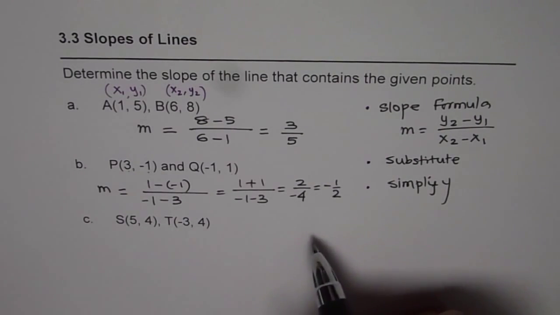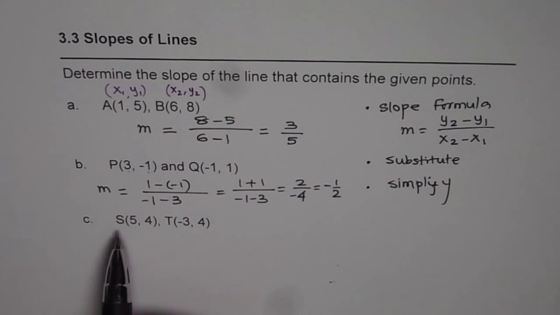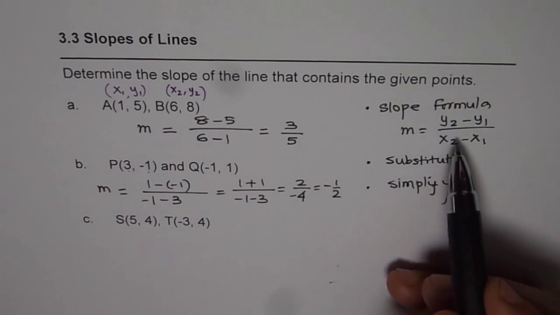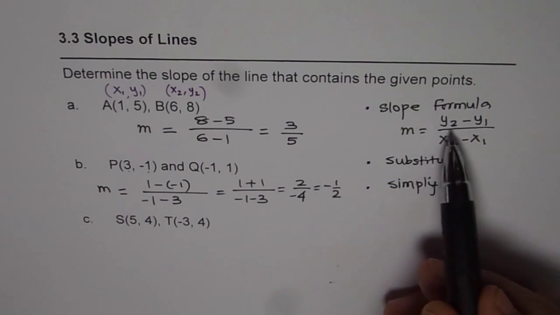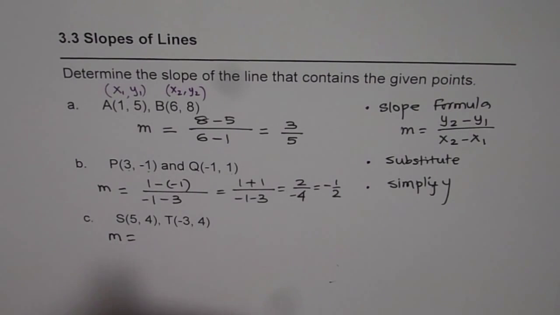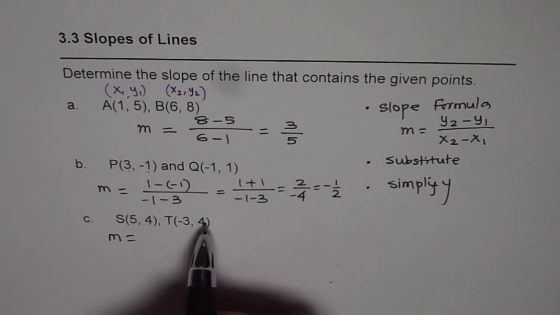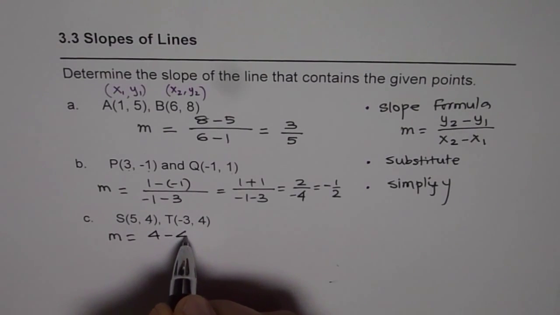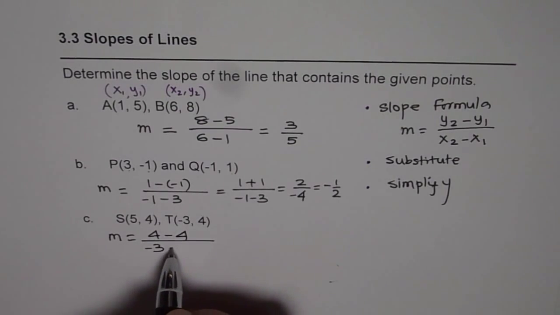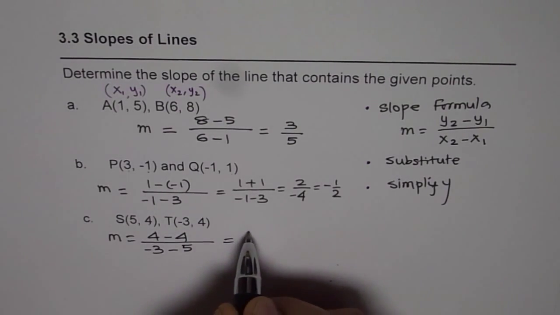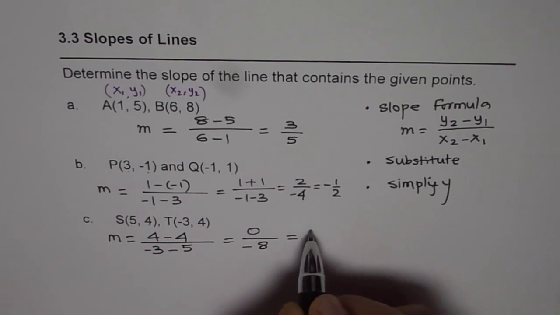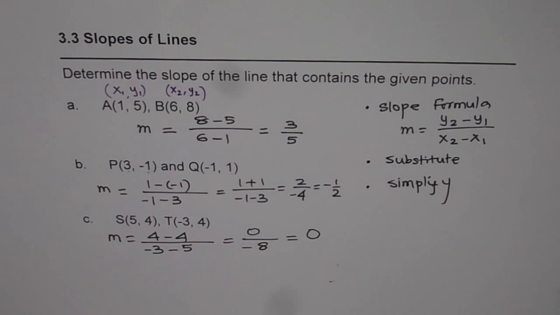It is negative, right? The third case is S is (5, 4) and T is (minus 3, 4). Let's again write down the slope formula, which is m equals y2 minus y1 divided by x2 minus x1. Substitute the values. Now you know y2 and y1 are 4 and 4 each. So we'll write 4 minus 4 divided by the change in x value, minus 3 minus 5, right? Now 4 minus 4 is 0. Minus 3 minus 5 is minus 8. 0 divided by anything is 0. So we get slope of 0.